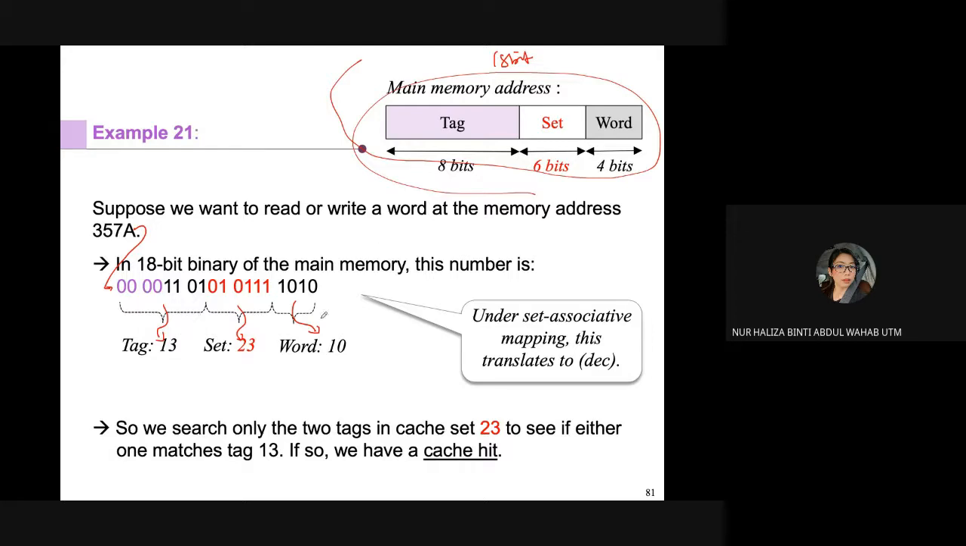So we search only the 2 tags in the cache set, which is 23, because this is for the set, to see whether one matches with the tag or not. If the same, it is going to be a hit. This one is basically similar. Last time we looked into the words, now we look into the set. About the tag, we will update it: if it is different, it is going to be a miss, and if similar, it is going to be a hit.